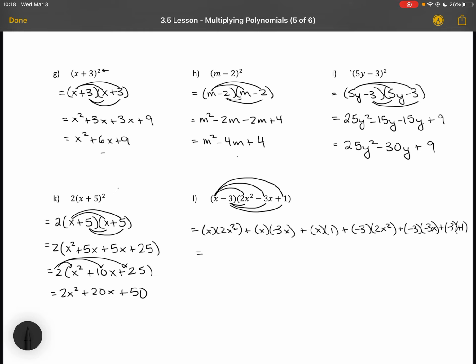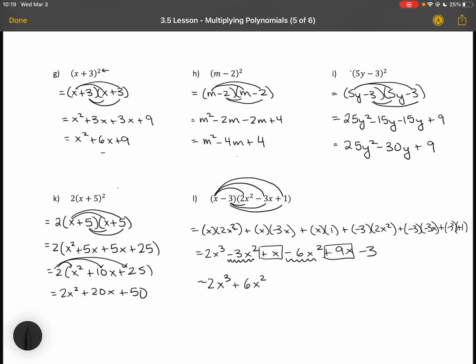And then I'm going to complete all those multiplications. So 2x cubed minus 3x squared plus x minus 6x squared plus 9x minus 3. And then I'm going to identify my like terms. So I have x squared and x squared. I have x and x. And then I have a 2x cubed at the beginning.